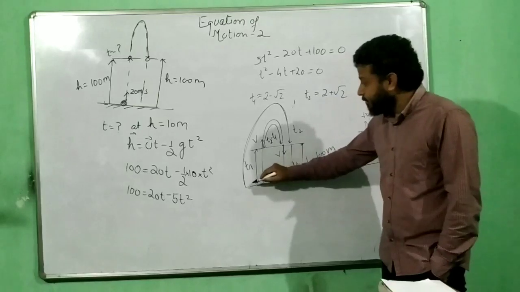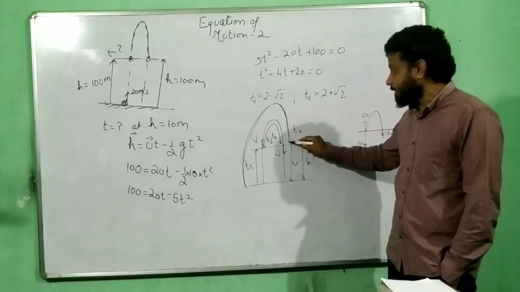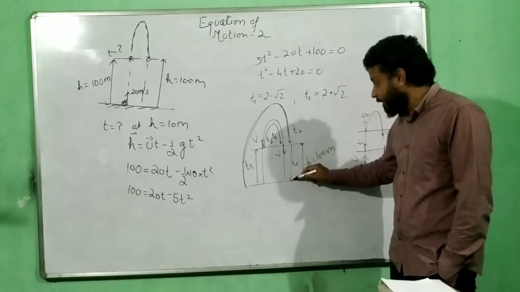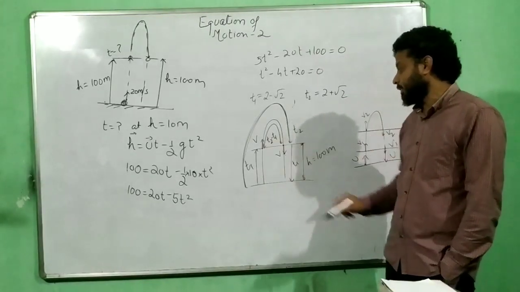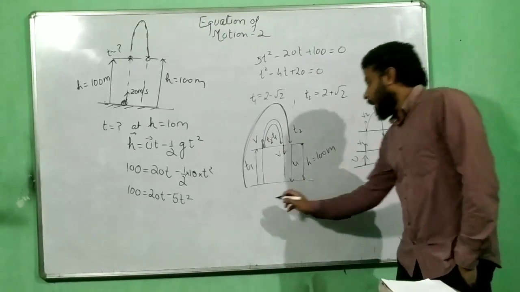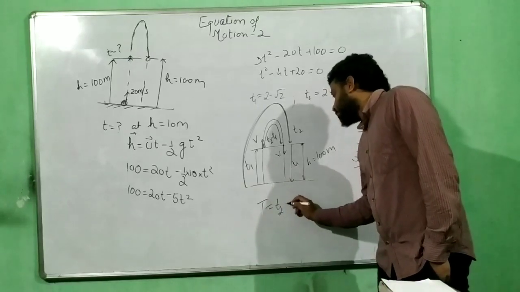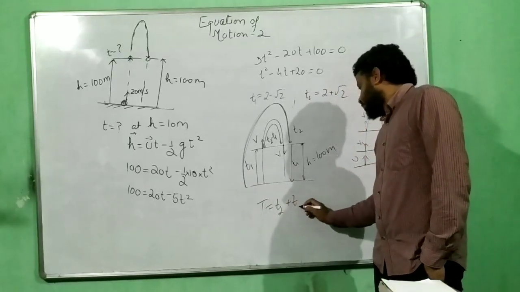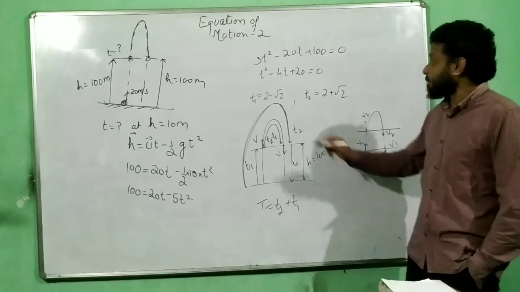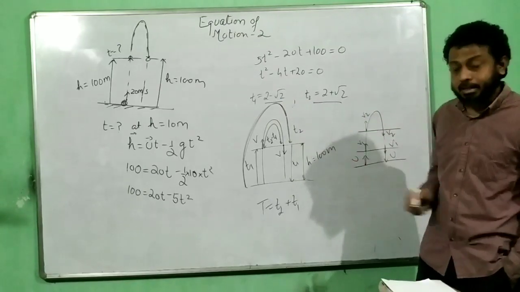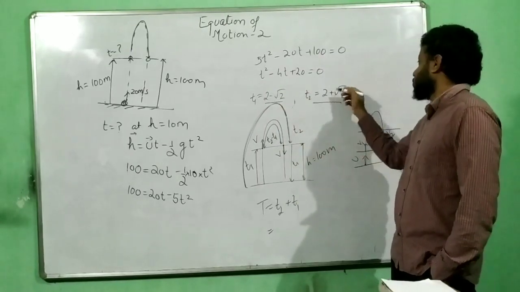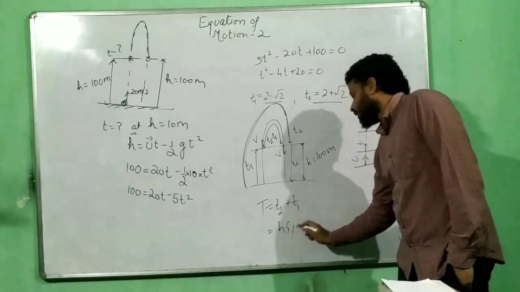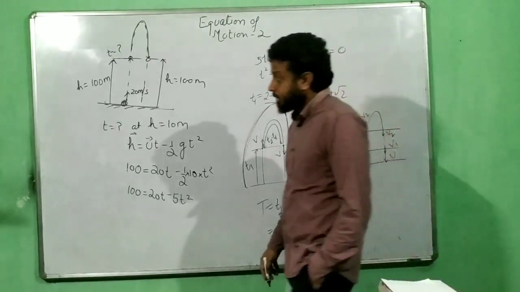So what's the total time of flight? Now from here to here is t2, and from here to here the time is t1, exactly the same as it has taken from here to here. So time of flight will be equal to t2 plus t2 plus t1. That means if I add these two, I get the time. And when I do that using these two, I will get (2 minus root 2) plus (2 plus root 2), which is equal to 4 seconds. That also we get the answer right away.